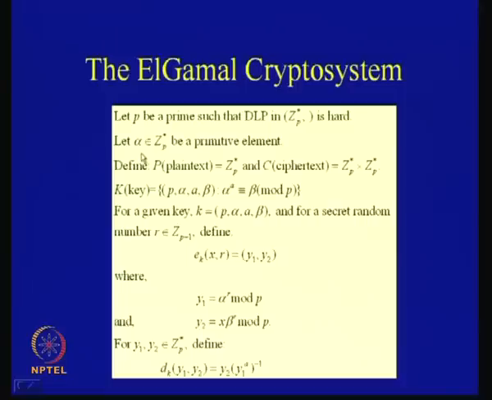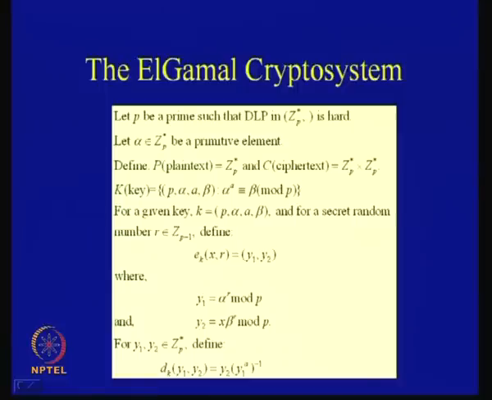So let alpha, which belongs to Z_p star, be a primitive element. A primitive element, we know, is such that if I keep on multiplying it, I generate all the elements in the group. Okay. So using this particular primitive element, we will see how the cryptosystem is defined.